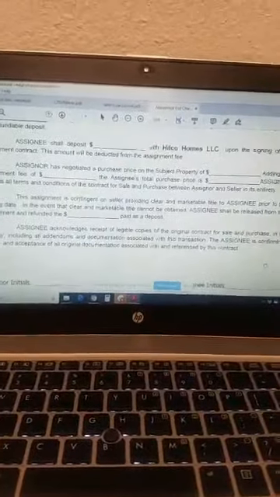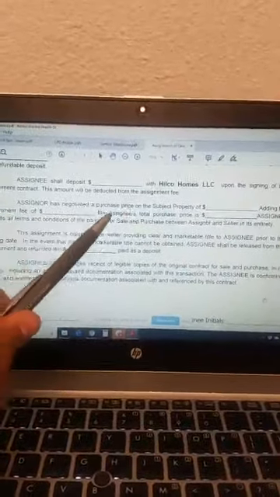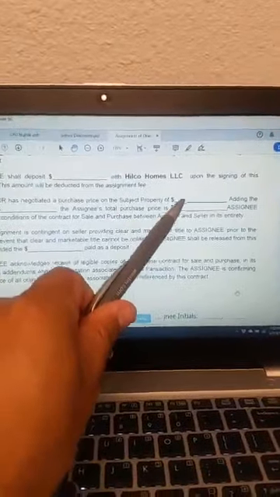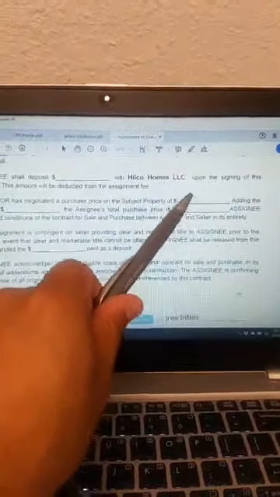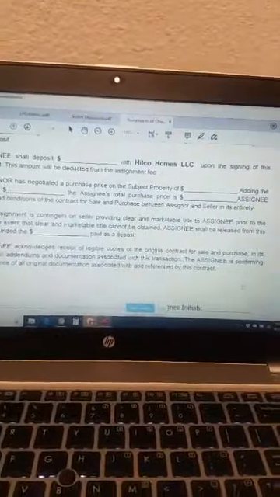So finishing off here, a signer has negotiated a purchase price with the seller for the subject property. That's where you put the original price of what you contracted with the seller. Let's say $50,000, you would put it here.